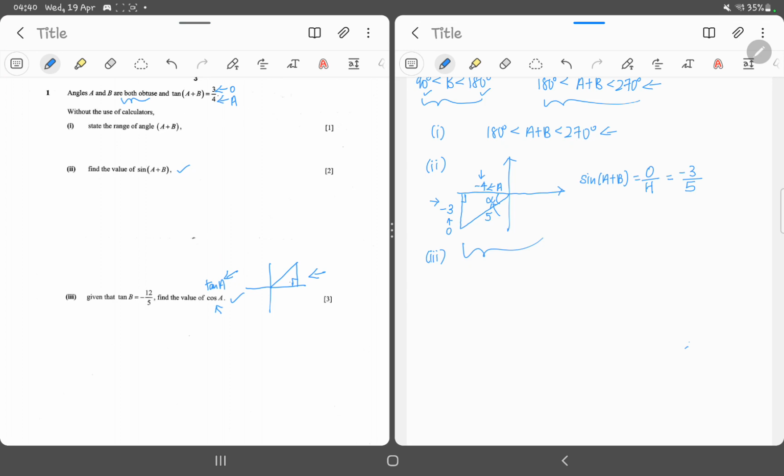So our job now is to try to find what is tangent A, and we are given tangent B. Okay, so let's look at tangent (A plus B) equals 3 over 4 here. Let's write it down.